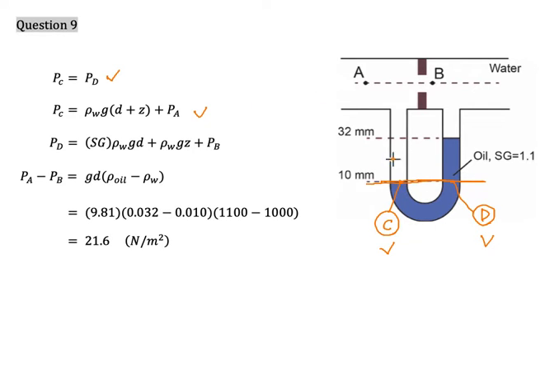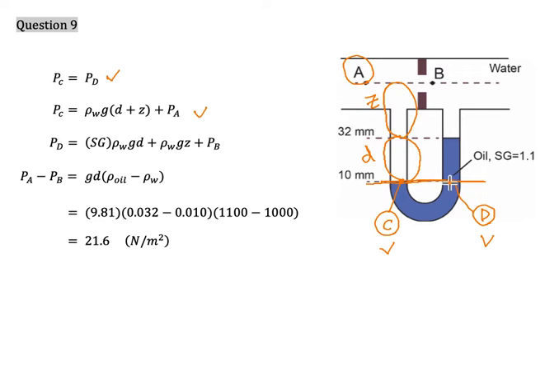PC is equal to rho g h of this height. Let's say this height is equal to d. Then it must be added to the pressure of this height. Let's say this height is Z, and we add the pressure of point A.